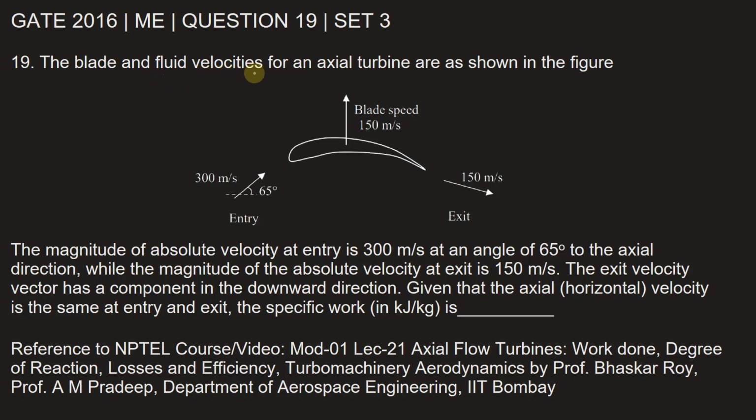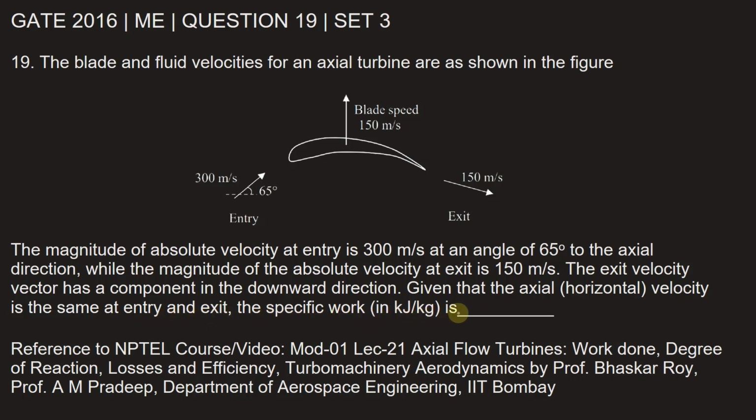The blade and fluid velocities for an axial turbine are shown in the figure. The magnitude of absolute velocity at entry is 300 meter per second at an angle of 65 degree to the axial direction, while the magnitude of absolute velocity at the exit is 150 meter per second. The exit velocity vector has a component in the downward direction, given that the axial or horizontal velocity is the same at entry and exit.